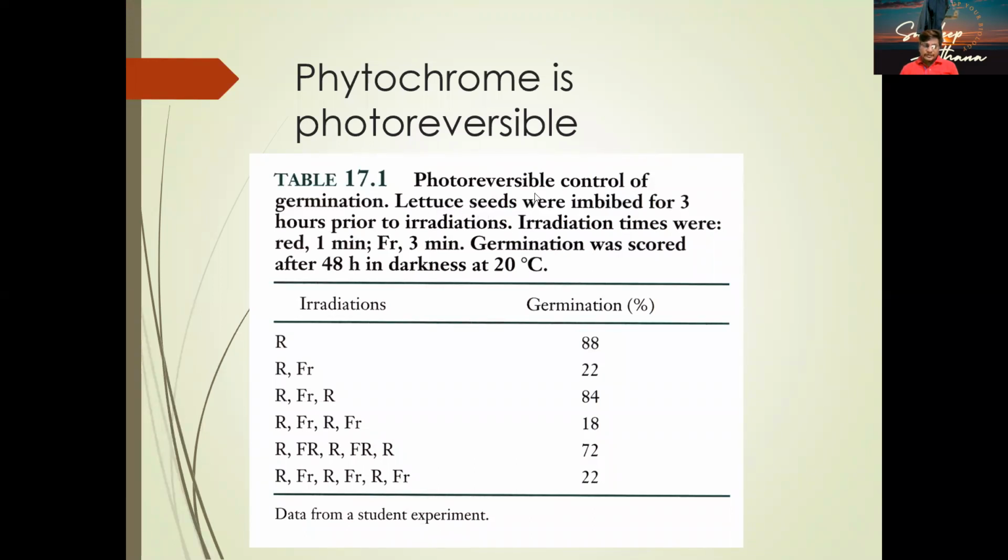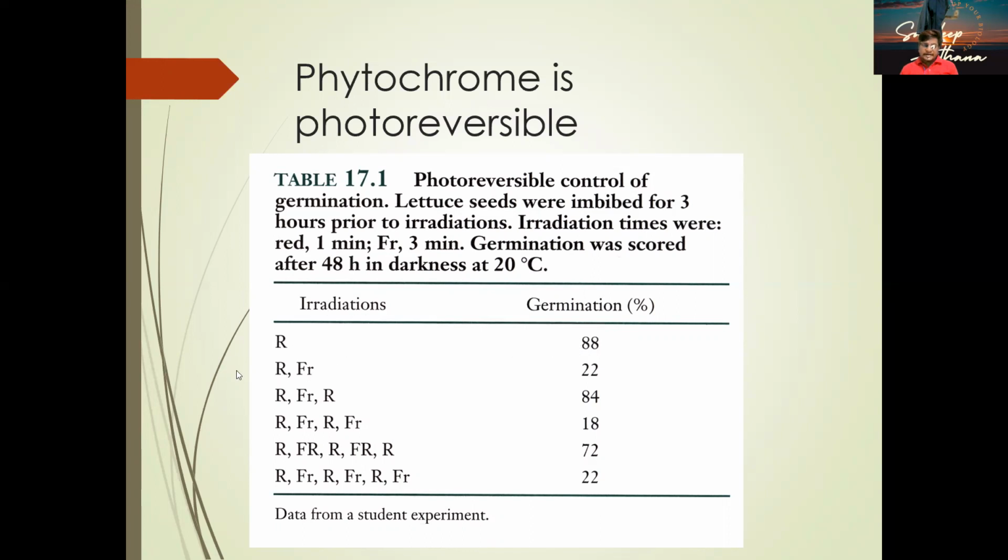Then we have photoreversibility. There's one basic experiment carried out to show this effect. They took lettuce seeds, and they gave, 3 hours prior to the irradiation time, red light for 1 minute, far red for 3 minutes, and germination was recorded. Look over here. If you just give the red light at 22 degrees centigrade in darkness, what is happening? The germination rate is going to be 88%.